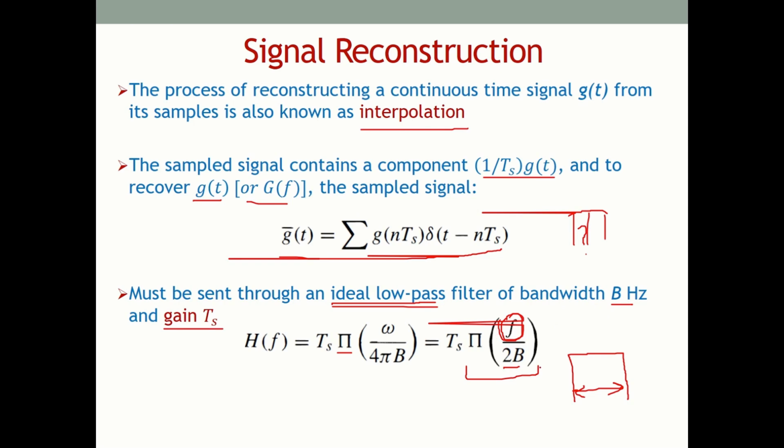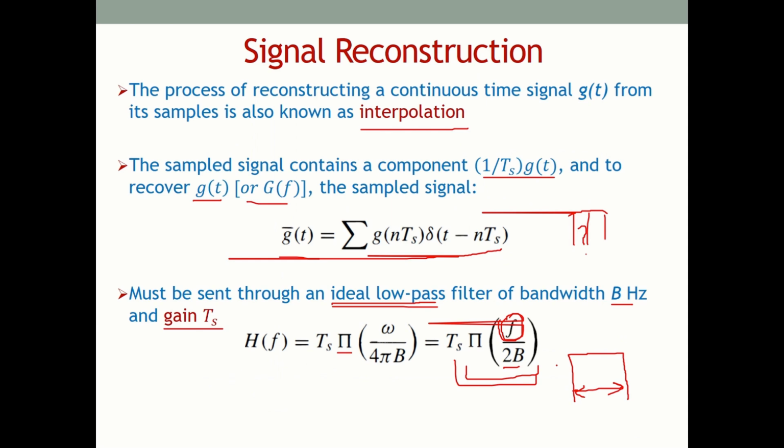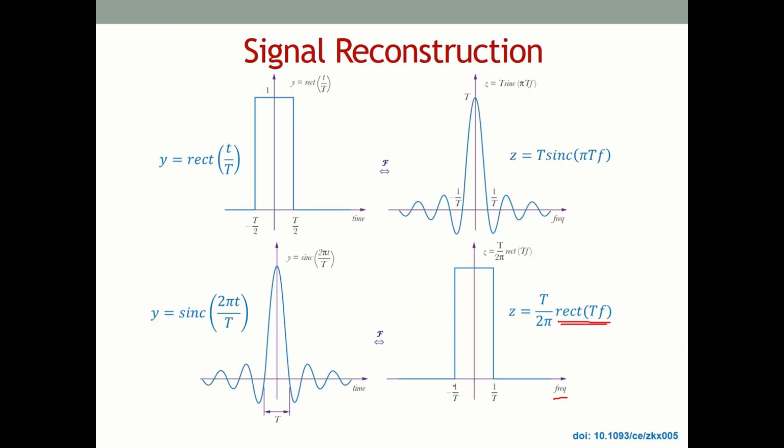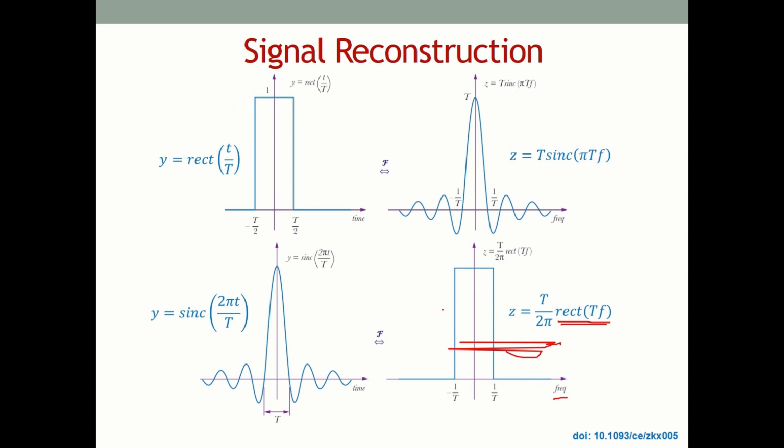In this case, if we compare this expression with this one, we know that this T is equal to 1 over 2B, right? So that means the width is 1 over T, minus 1 over T for this one, and in this case the width is B and minus B. These plots are shown just to show the relation between a rectangle and a sinc. If we have a rectangle in time and take the Fourier transform, we get a sinc in frequency. So this is the dual relation between the sinc and the rectangle.